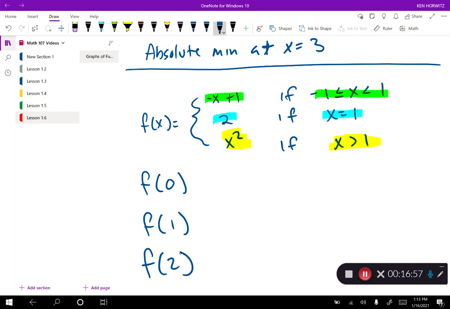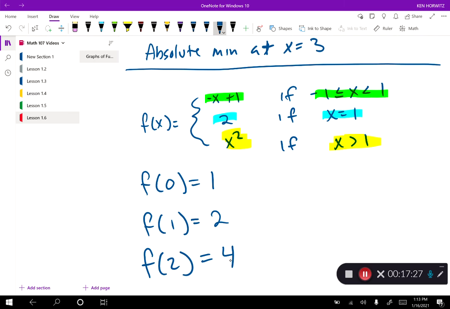Great. All right, so for f of 0, I'm going to use rule number 1. 0 plus 1 is 1. For f of 1, I'm going to use rule number 2, so we only have 1 value there. And for f of 2, I'm going to use rule number 3, the last of the yellow rules, and that's 4. So depending on what value you're looking for, you could be using a different rule.